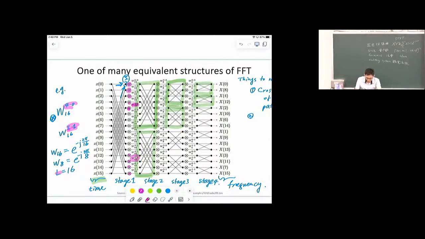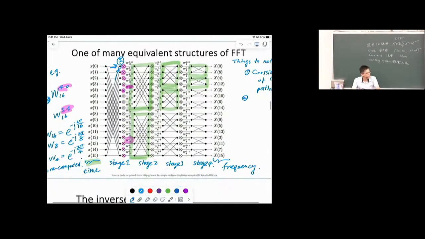Let me just erase this. Let me write one more factor right here. W4 is e to the minus j 2 pi divided by 4. And these are factors that can be pre-computed, and all their powers, okay? Is that clear? 会不会太小? Okay, can you really see it?